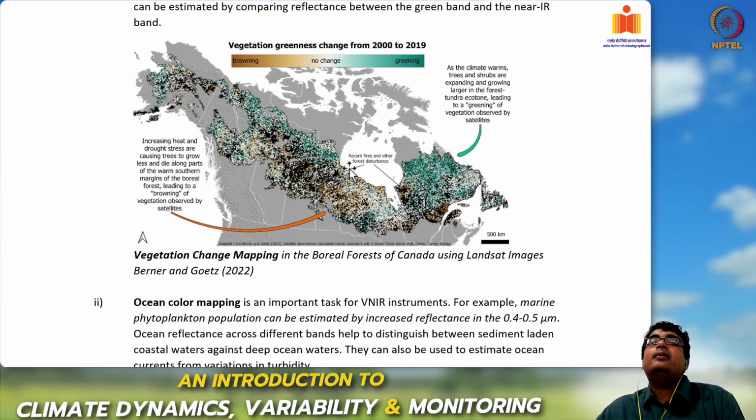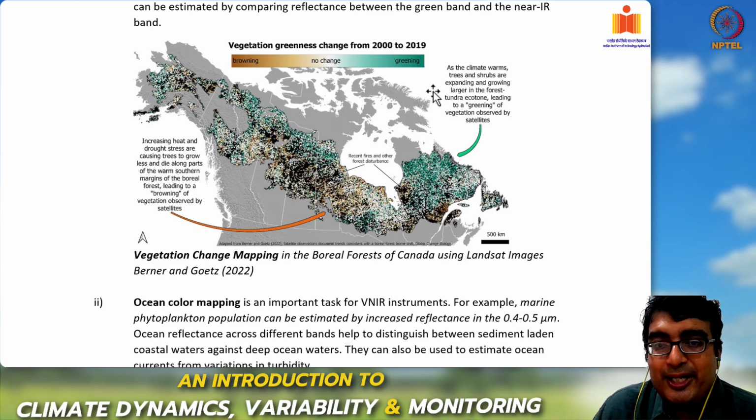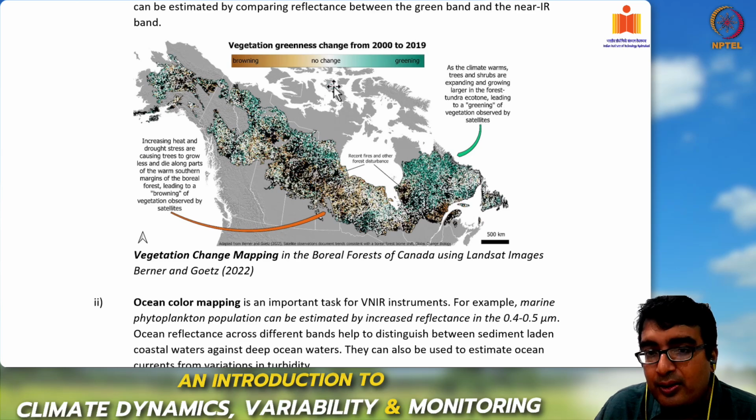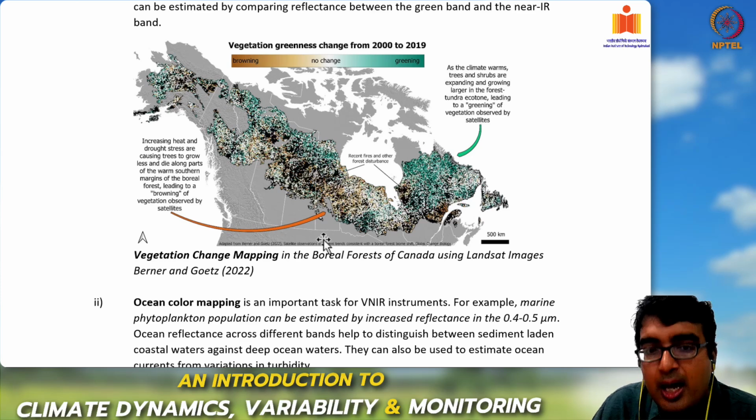Here you can see such a case for a vegetation cover. So, based on VNIR imaging over a 20-year span, 2000 to 2019, we can see the change in vegetation cover for the boreal forests, the coniferous forests that are present in a large segment of Canada. And what you are seeing is a decrease in vegetation cover in certain regions and an increase in vegetation cover in certain other regions. And why is this happening?